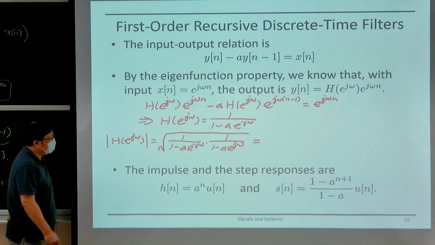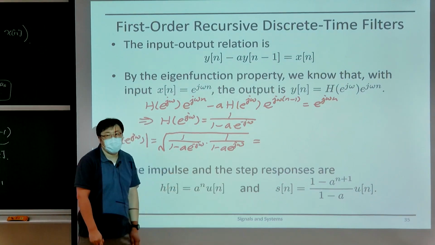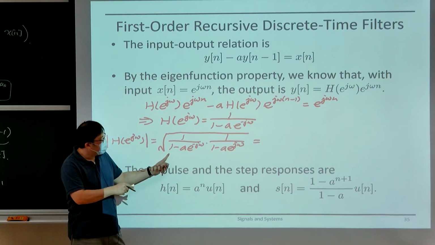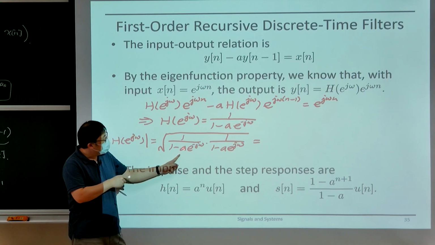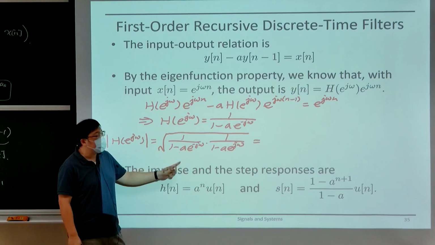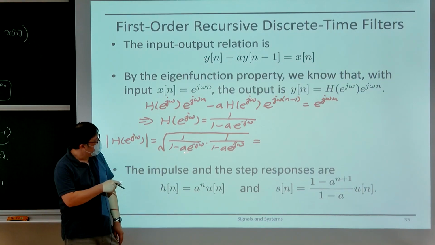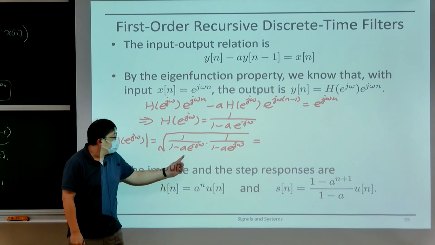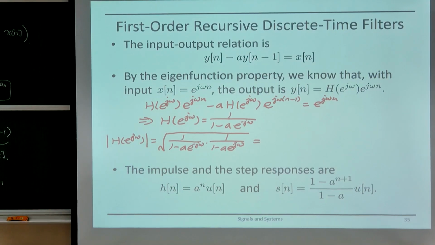So you just have to work this out, right? So here you have 1 times 1, which is 1. You have a e^{-jω} times a e^{jω}, which gives you a squared. And then you have this term times 1 plus this term times 1. And by Euler's formula, this gives you a cosine. Okay? So this overall gives you 1 plus a squared minus 2a cosine ω, and the magnitude is 1 over the square root of this.